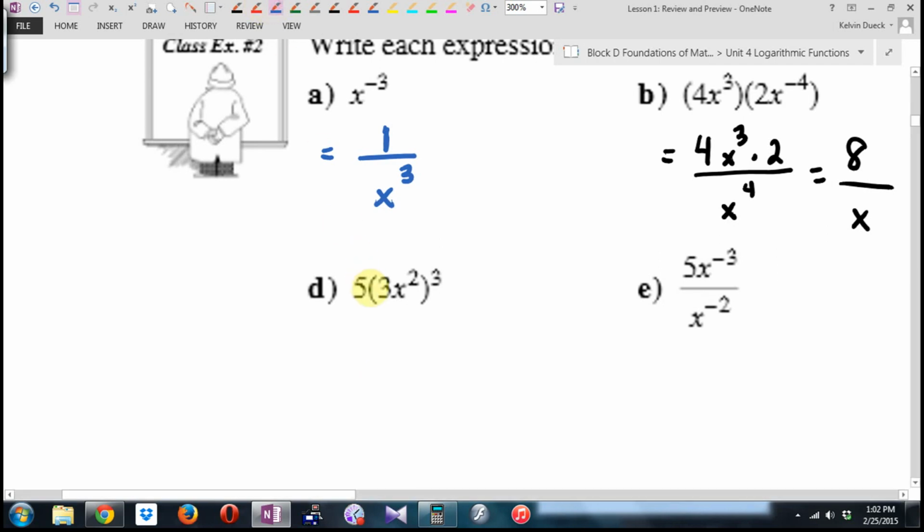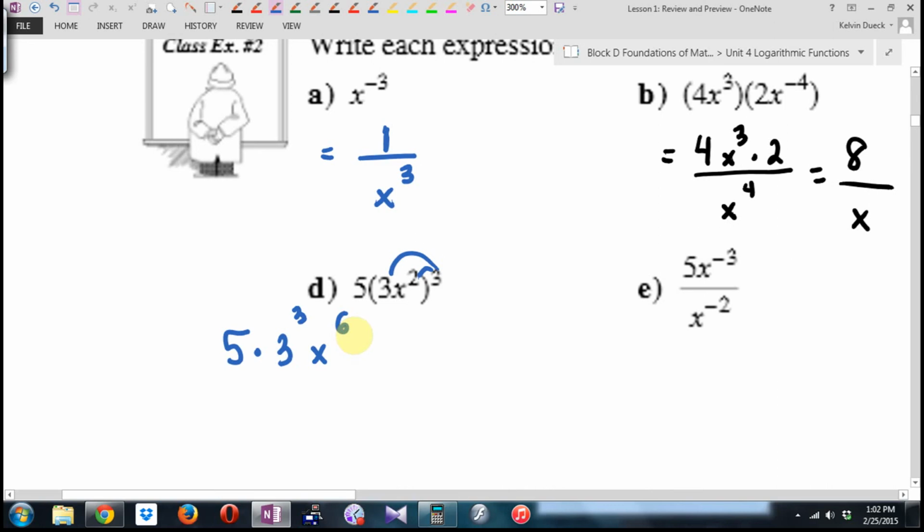Is there an exponent on the 5? I guess a 1, rewrite it. And then it's going to be power to a power. So times 3 cubed x to the 6th.